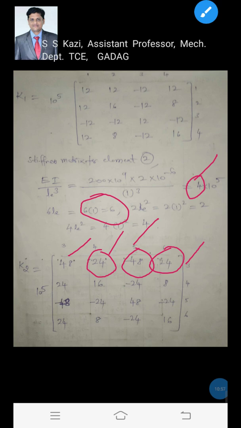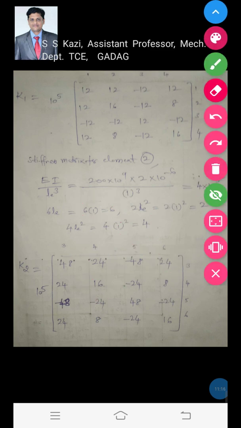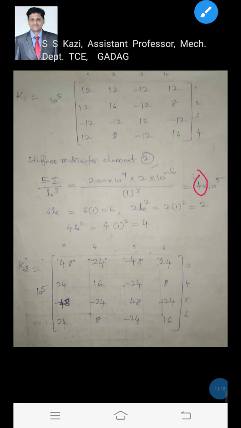This one is 6 LE, 6 LE we got 6, but it has to be multiplied with 4, 6 4s are 24 we got. Like this, if you take this one, 4 LE square is 4, okay, but it has to be multiplied with 4, 4 4s are 16. Like this, all the terms inside the matrix you multiply by 4, because 4 we took inside the matrix, because 10 raised to 5 we have to keep the same common outside.